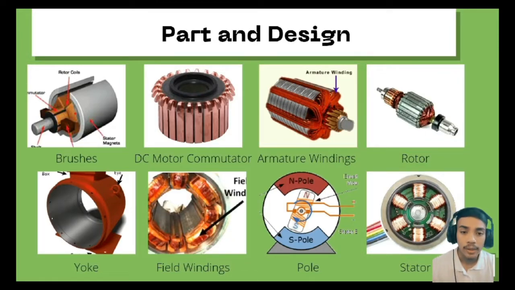And number seven is the pole. The pole has two parts: the pole core and the pole shoe. These two parts are fixed together by hydraulic pressure and are attached to the yoke. At the last, it is the starter. The starter is the DC motor part that receives the supply.